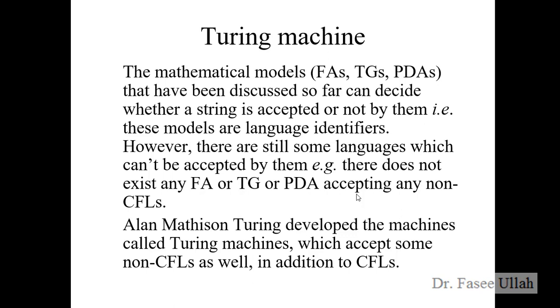For example, there does not exist any finite automata or transition graph or push-down automata accepting any non-context-free languages. So for this purpose, another model is coming. This is called the Turing machine.